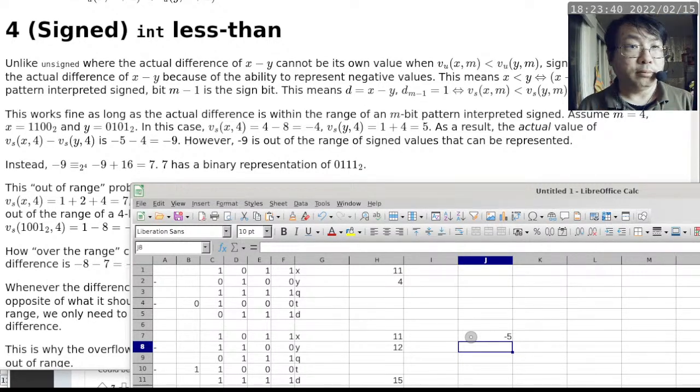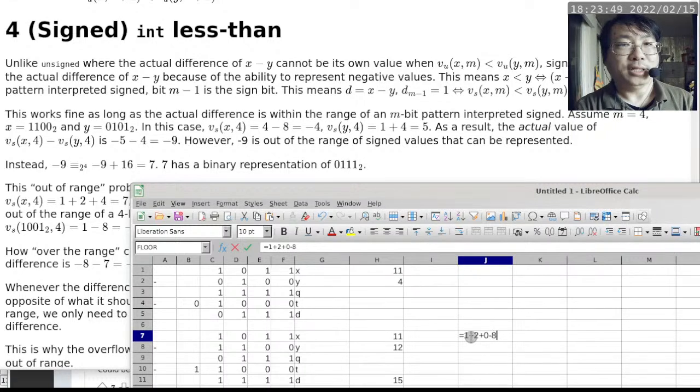Are we good here? Do we understand why it is negative 5? I can just go ahead and spell it out. So it's 1 plus 2 plus 0, but then we have a minus 8 at the end because the most significant bit is representing a subtraction of the power of 2 corresponding to that position.